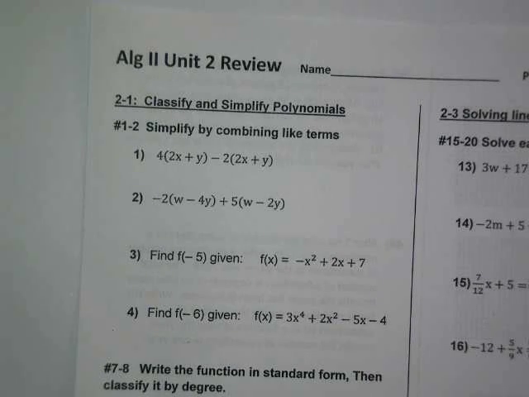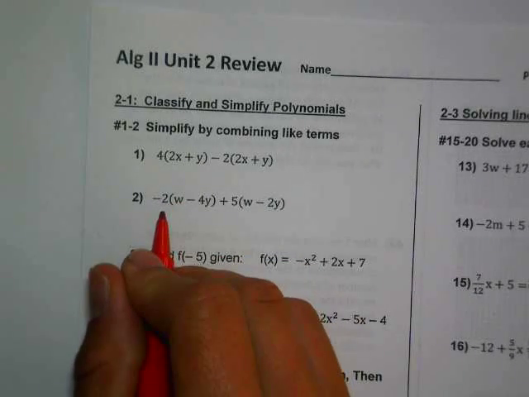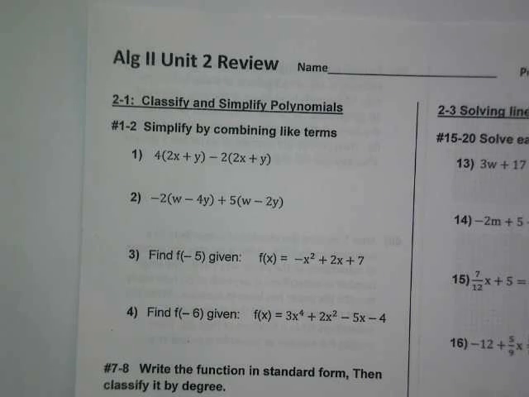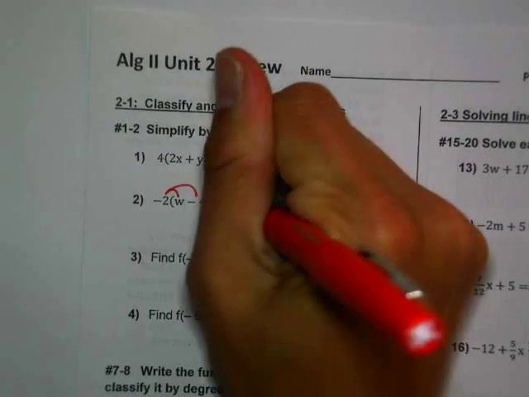We are going to do the even ones. On number 2, we want to simplify by combining like terms. Before you can combine like terms, you need to distribute the numbers in front.